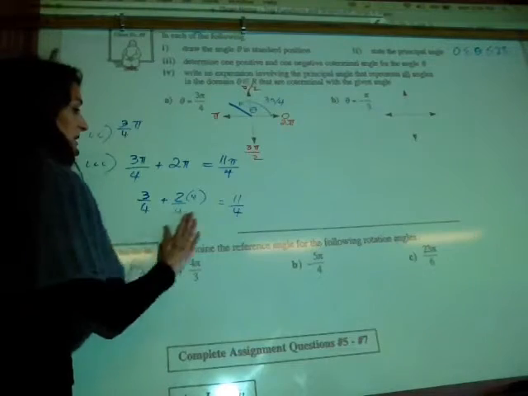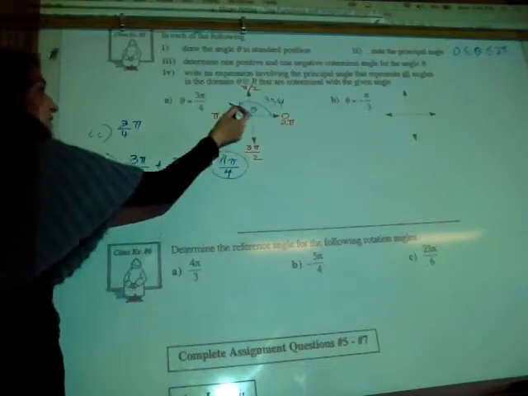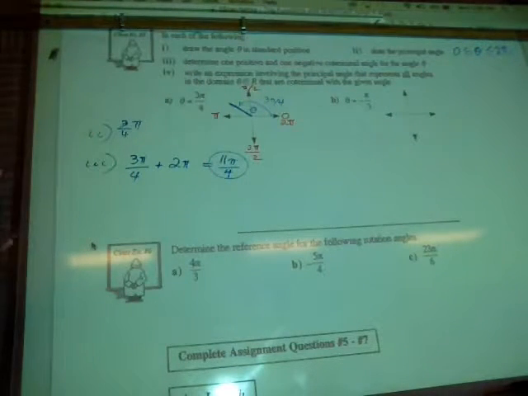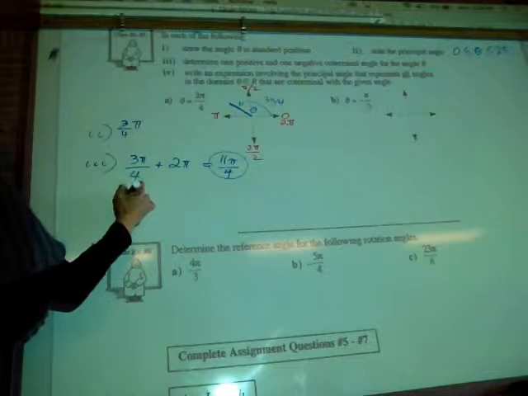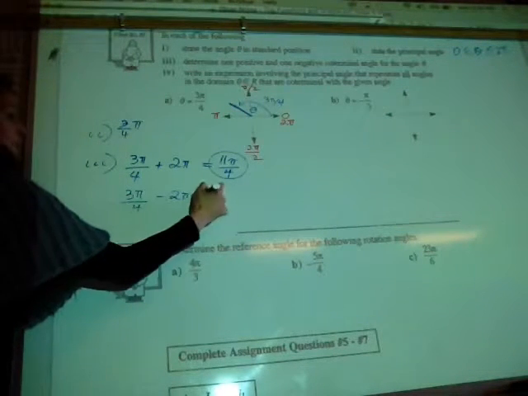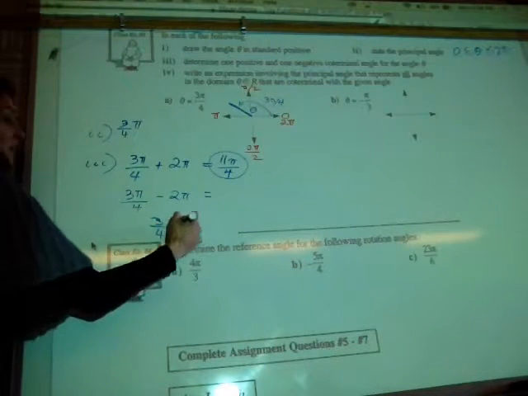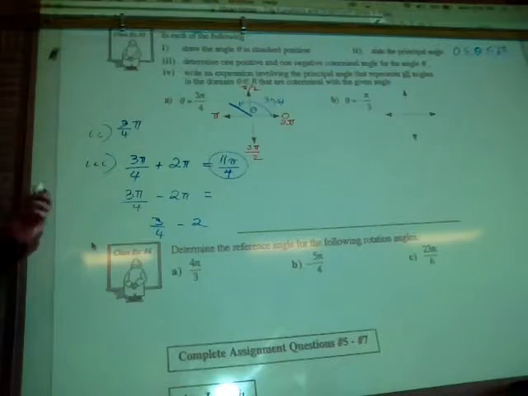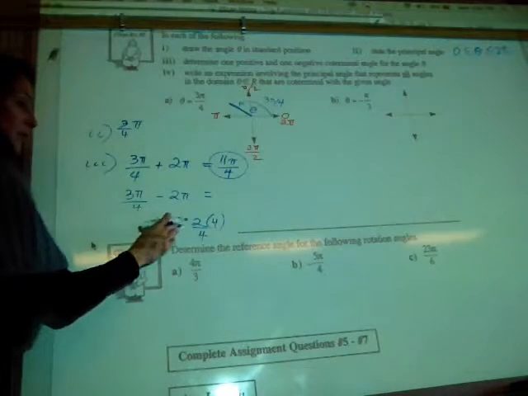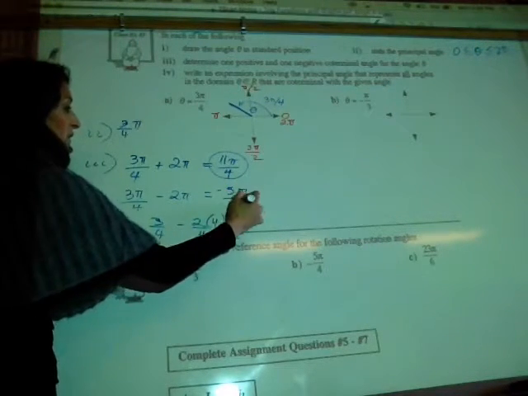So this would be a positive coterminal angle, 11 pi over 4. And that's just taking this angle and rotating it one more time around. Okay, what about a negative one? Instead of adding 2 pi, we'll subtract 2 pi. So this time we have 3/4 minus 2. We need a common denominator, so multiply by 4, multiply by 4. 3 minus 8 gives me negative 5 pi over 4.